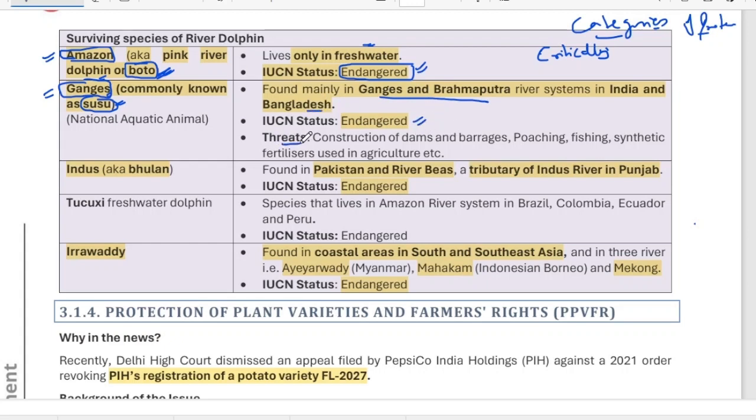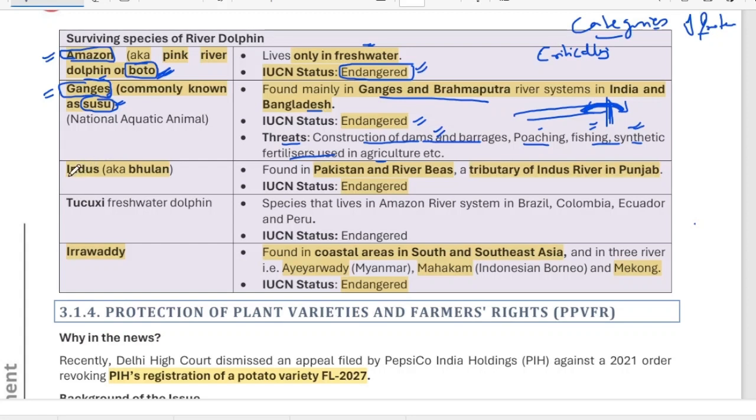So what are the threats? The construction of dams and barrages, poaching, fishing, and synthetic fertilizers used in agriculture. Because of synthetic fertilizers, pollution is increasing. Due to fishing, these dolphins are being captured and dying. And because of dams and barrages, when dams are constructed in the river, the migration of these dolphins from one area to another becomes difficult. There is a barrier in their movement, which hampers their existence.